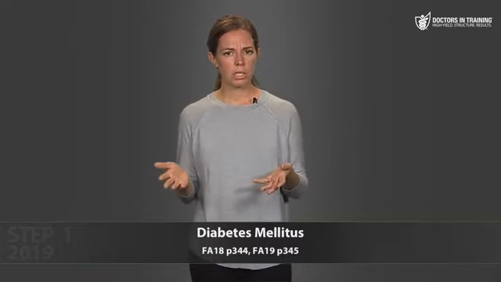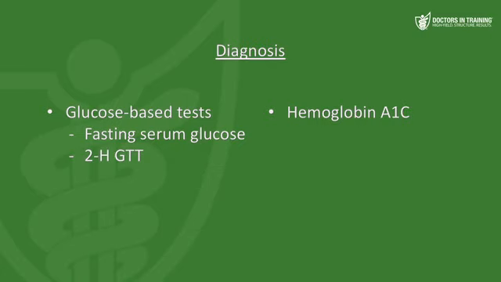So what is the appropriate diagnostic testing? Well, there are a couple of types. So there are glucose-based tests, fasting serum glucose or 2-hour glucose tolerance test, and the hemoglobin A1C, which is more of an average glucose over a few months. So the glucose-based tests are pretty self-explanatory. Either the glucose is high or it isn't.